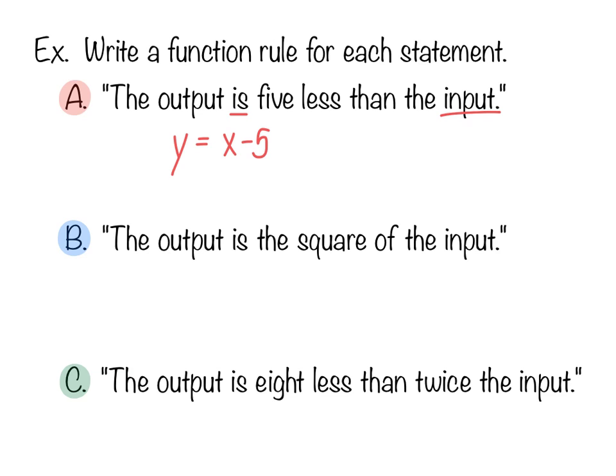Example B says the output, y, equals the square of the input. Well, if the input is x, then the square would be x squared. And then finally, the last one, the output is 8 less than twice the input.